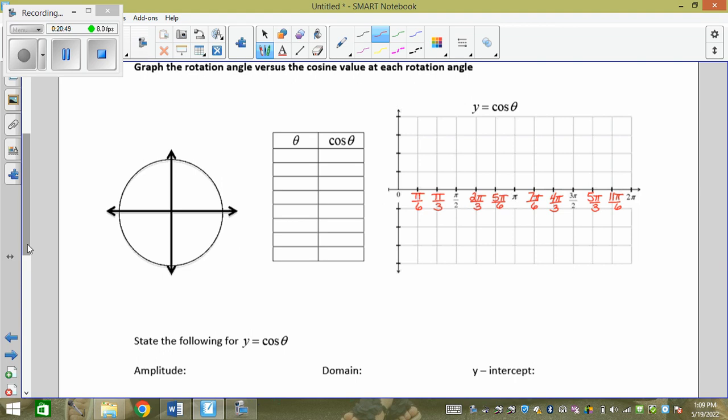Okay, so we're labeling our x-axis by pi's over 6. And then I just reduced the fractions. So it was 1 pi over 6, 2 pi over 6, 3 pi over 6, 4 pi over 6, etc.